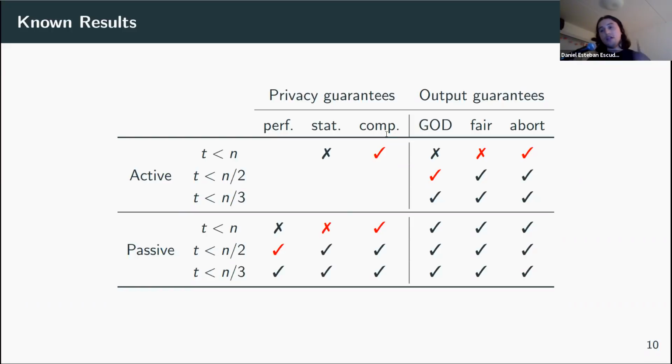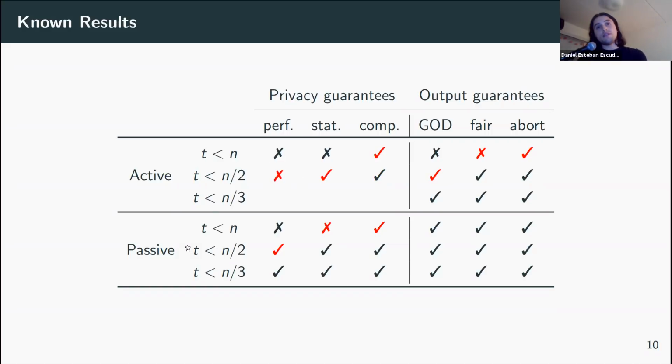You have to use number theory, or some weird math, some well-studied problems to build your protocols. And of course, you cannot get perfect security either. What about the active case with T less than N half? This is very interesting. It turns out you can get statistical security. You can get protocols that are statistically secure. Of course, in particular, you can get protocols that are computationally secure because this is a weaker version of that one. But it turns out, and this is very interesting, you cannot get perfect security.